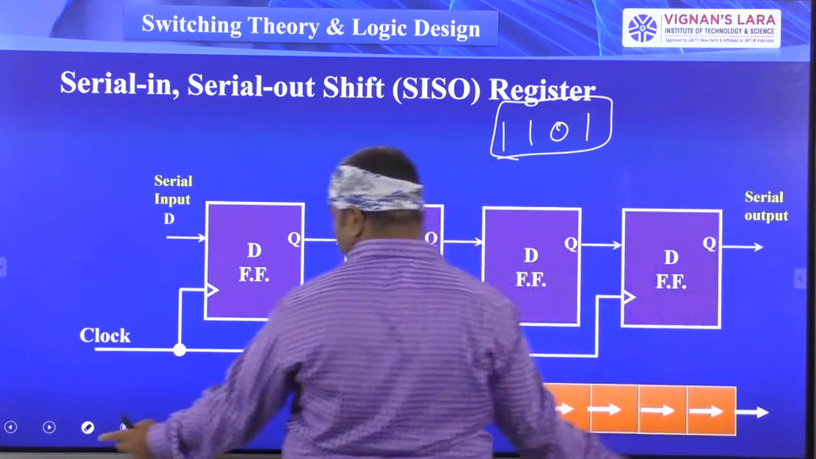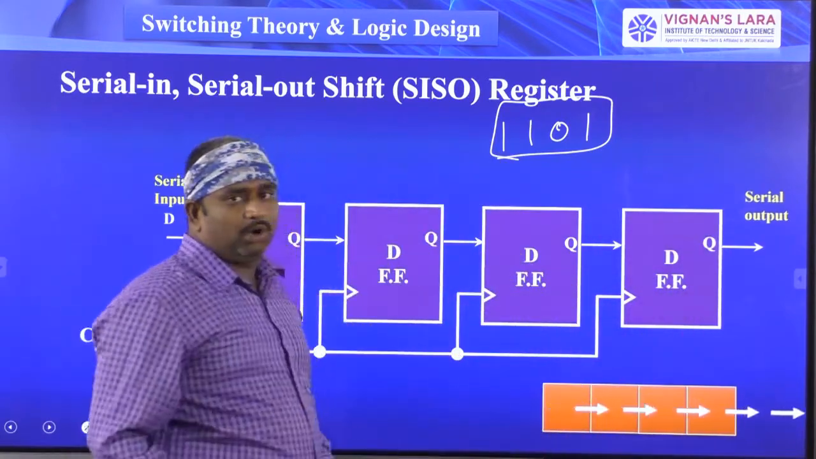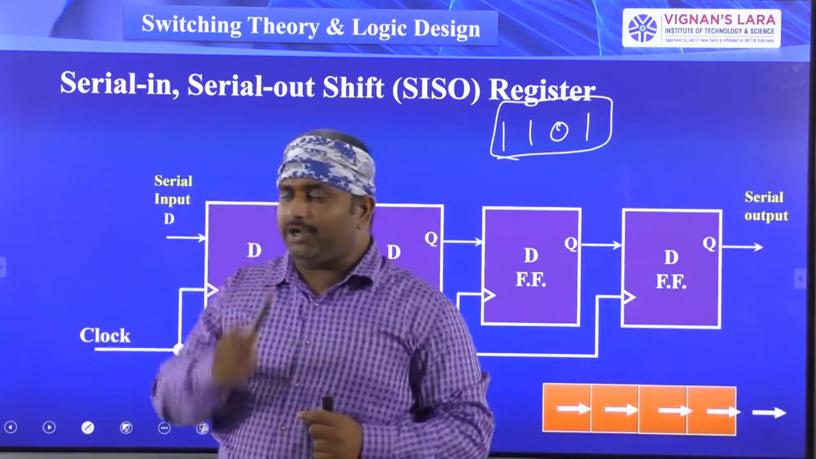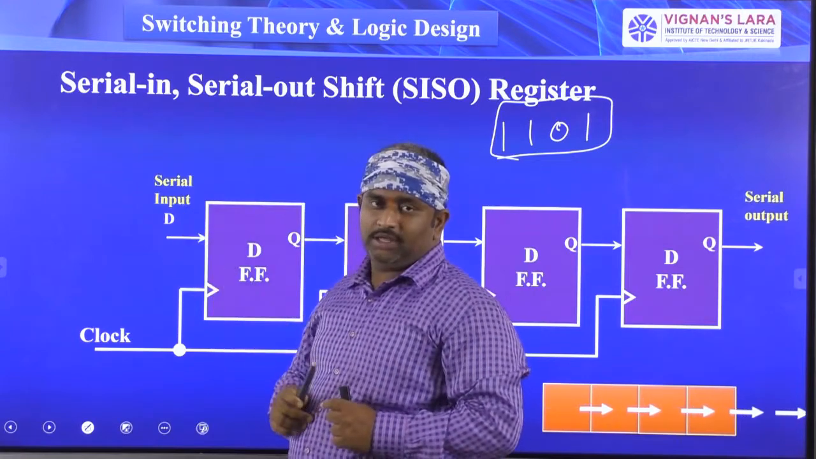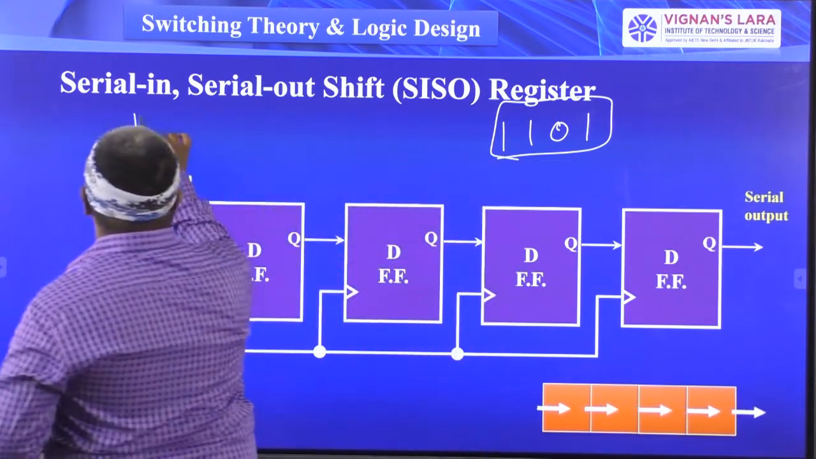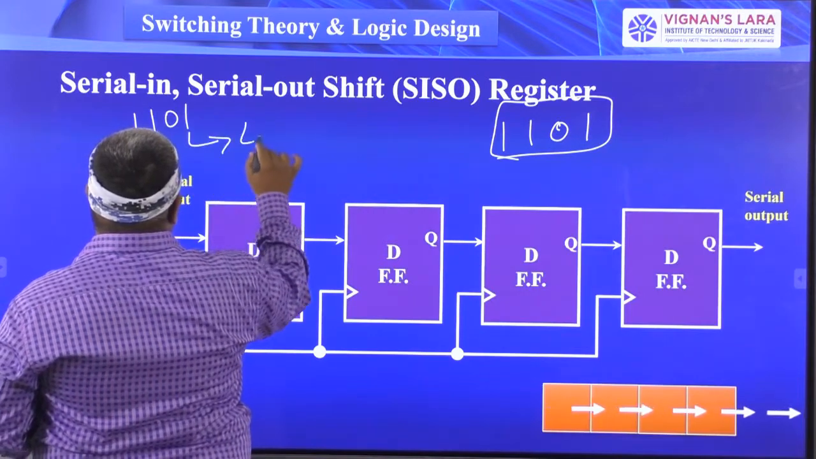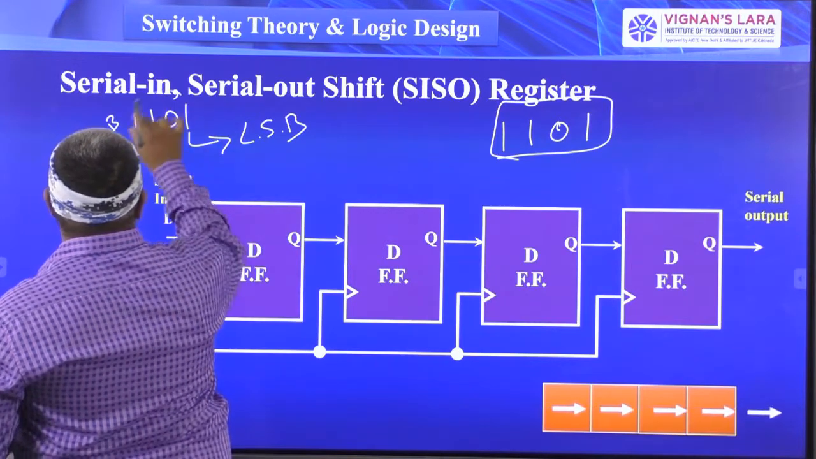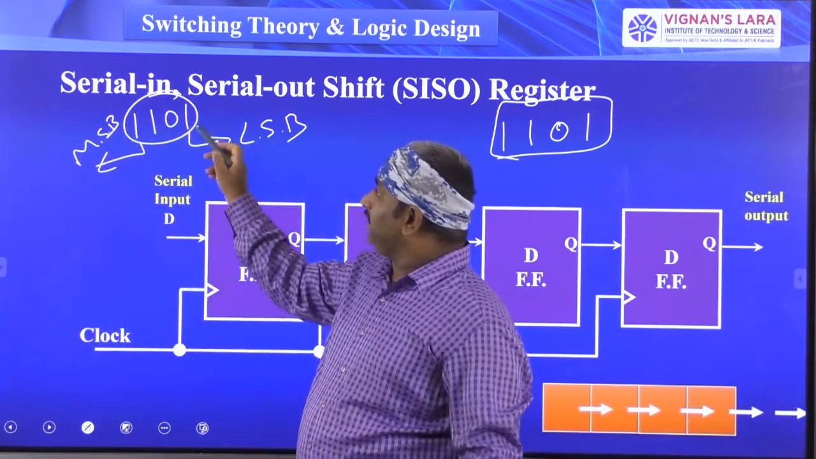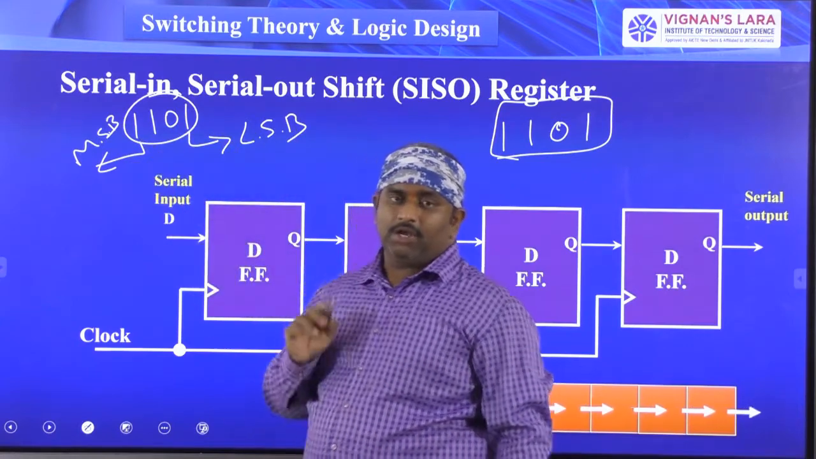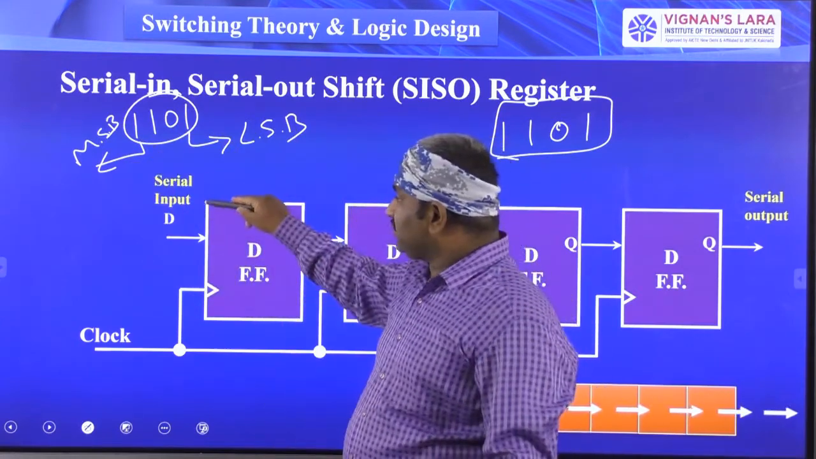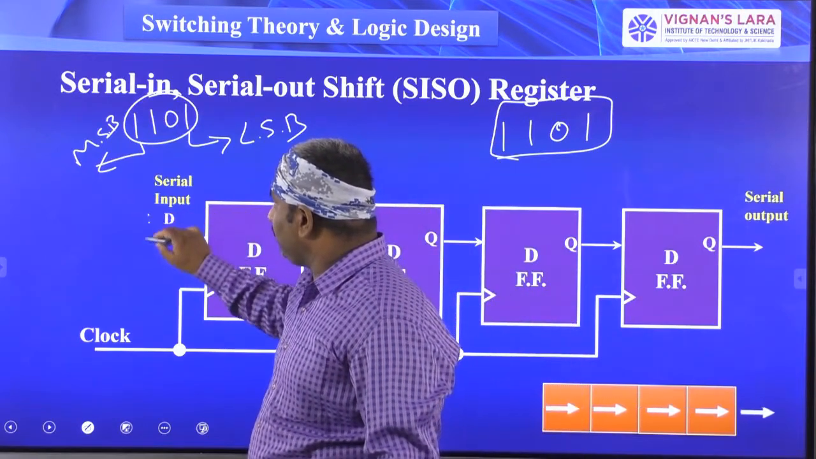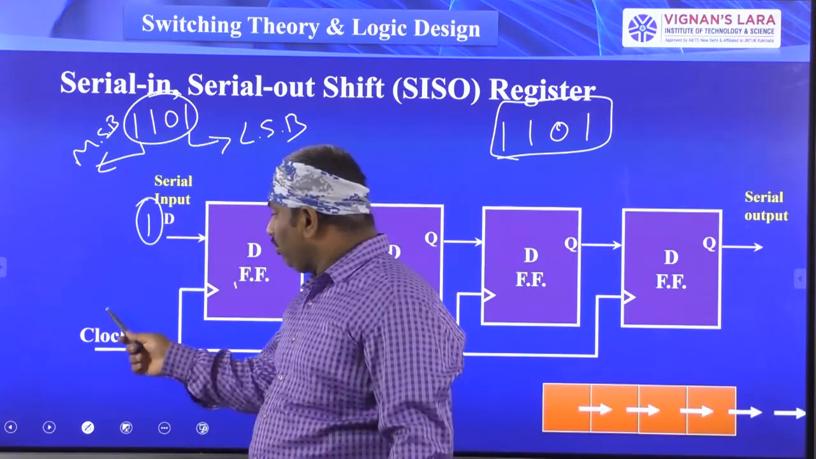Tell me, anyone? Now I want to store the data 1101. I can give only one bit of information at the serial input. In this 1101, the last bit is the LSB and this one is the MSB. Now we have to give the first LSB bit at the D input. That means first you have to place 1 here. Now you give the clock pulse.